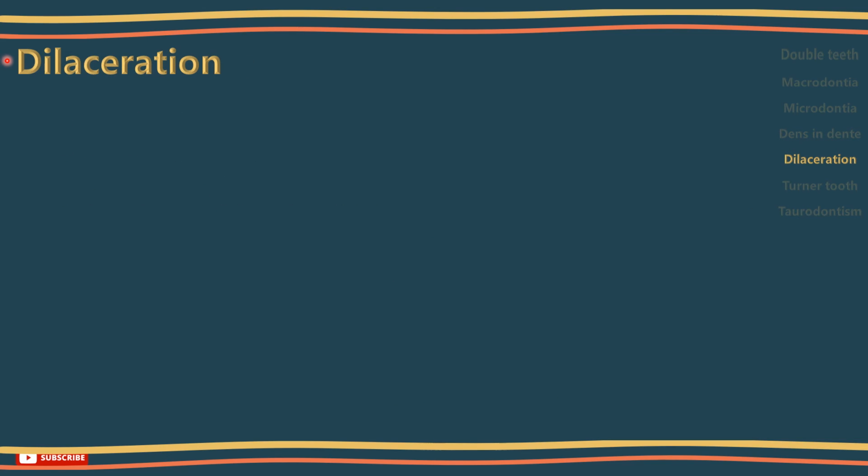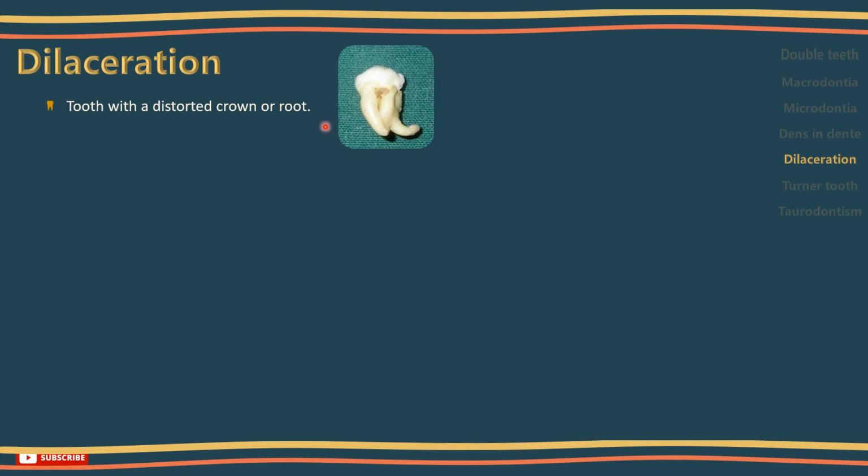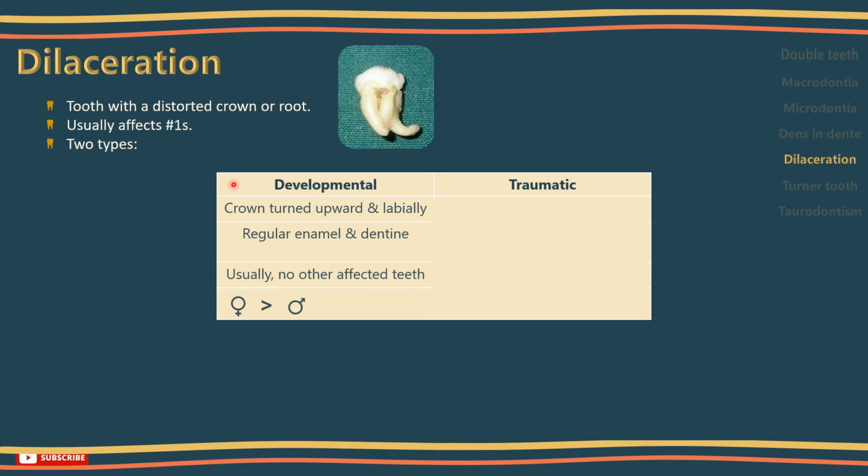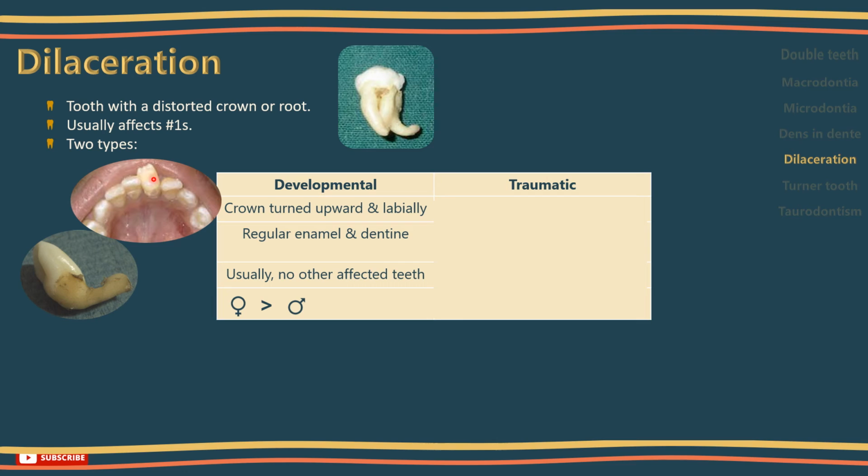Number 5. Dilaceration. This describes a tooth with a distorted crown or root form. Usually affects upper central incisors. There are two types depending upon the etiology. It can either be developmental or traumatic. In developmental dilaceration, crowns are turned upward and labially, and the enamel and dentine forms are regular, and usually no other teeth are affected, and it is more common in females.